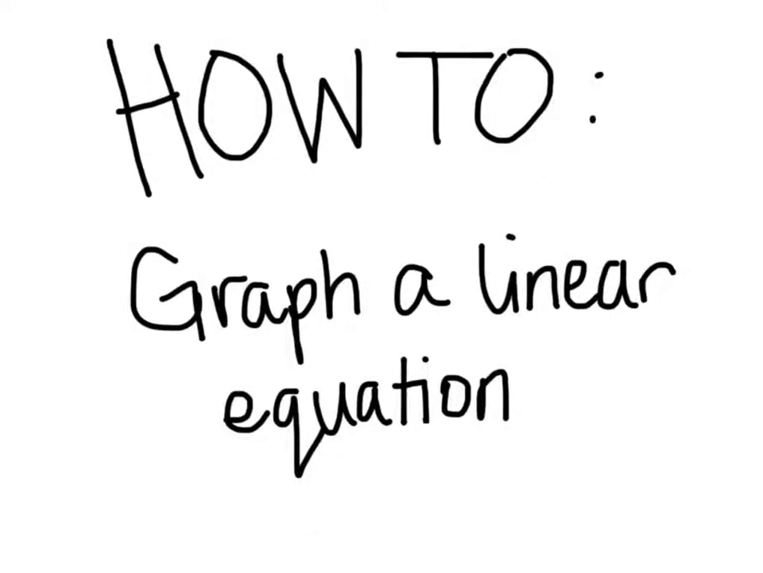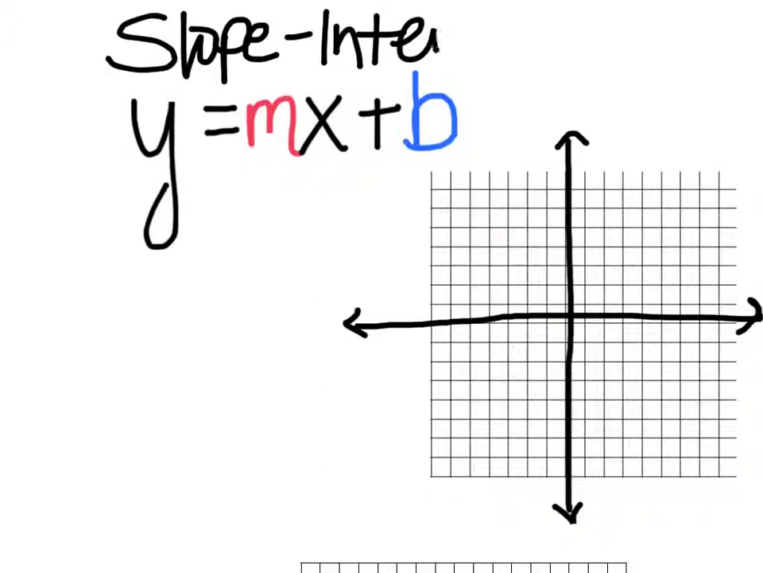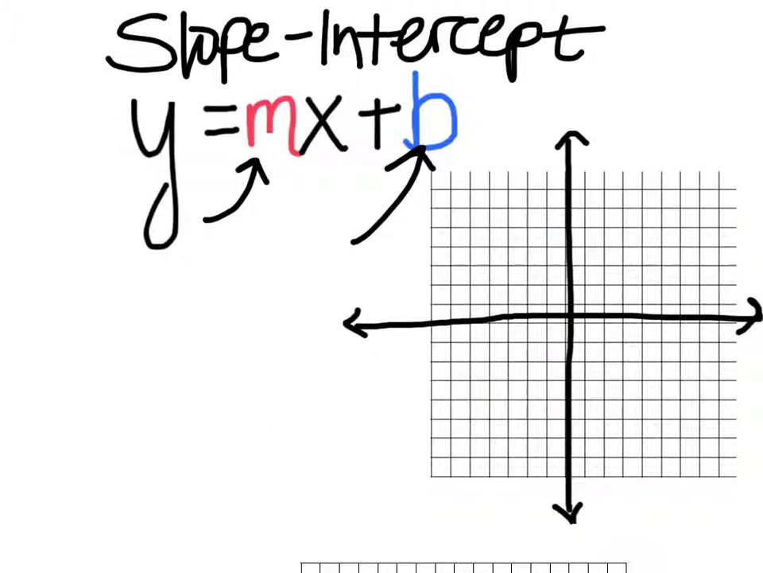Okay, so basics for graphing a linear equation. When I am looking at a linear equation, I'm usually going to be looking at something that's in this form, which is called slope-intercept form. The reason it's called that is because it gives us our slope, and then it also gives us our y-intercept.